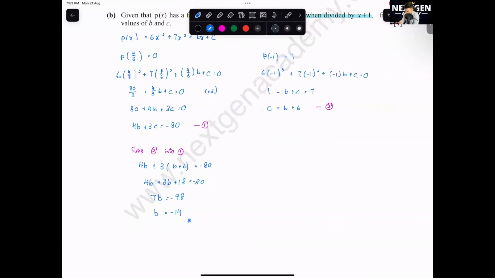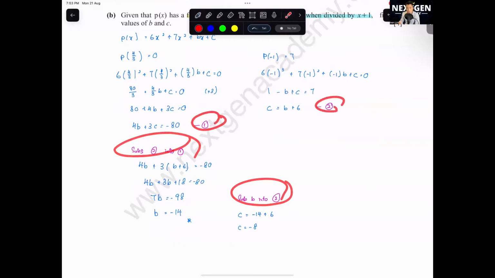Okay, then you sub b into equation 2. So c equals negative 14 plus 6, which is c equals negative 8. Okay, why do I keep writing this part here? Is it necessary? No, not really.